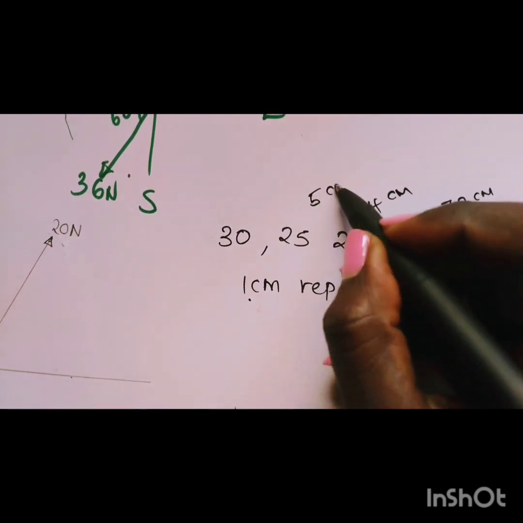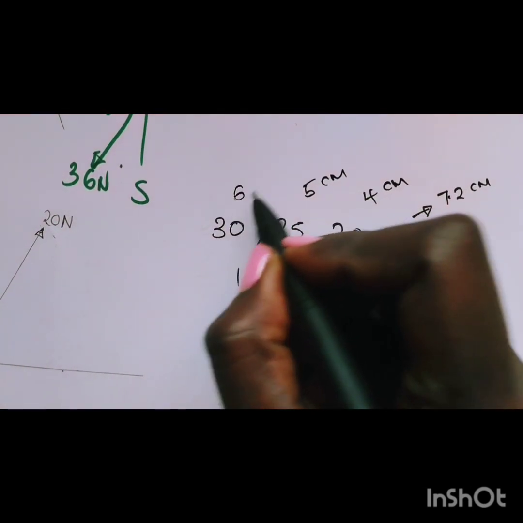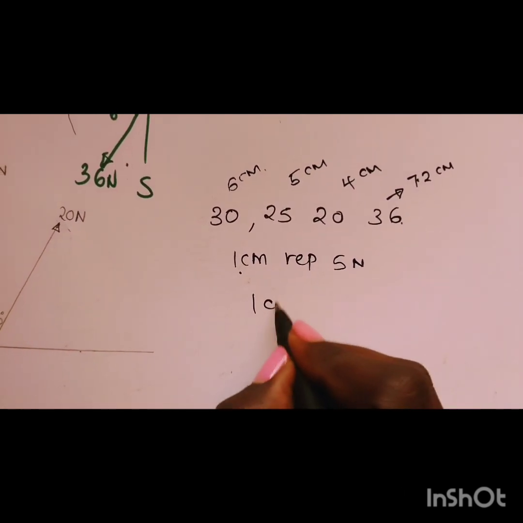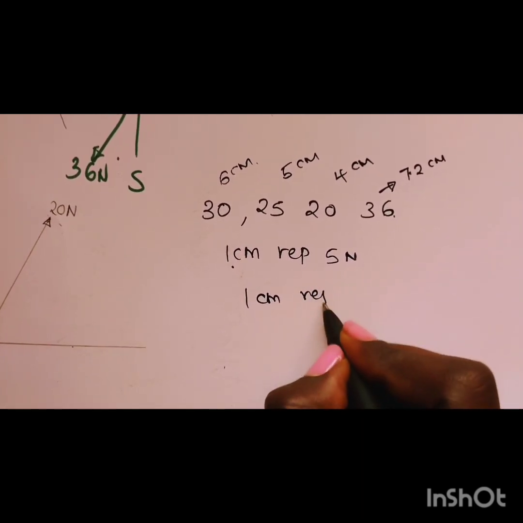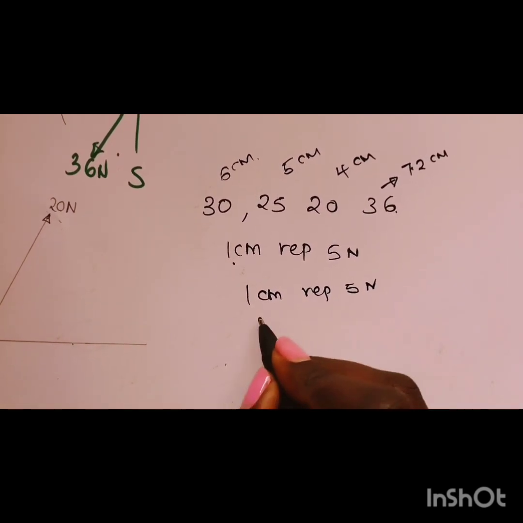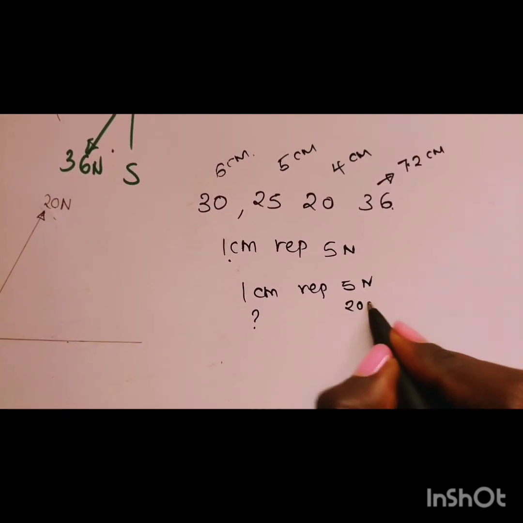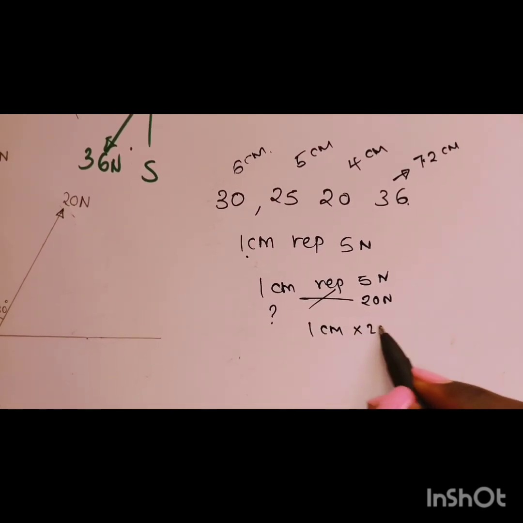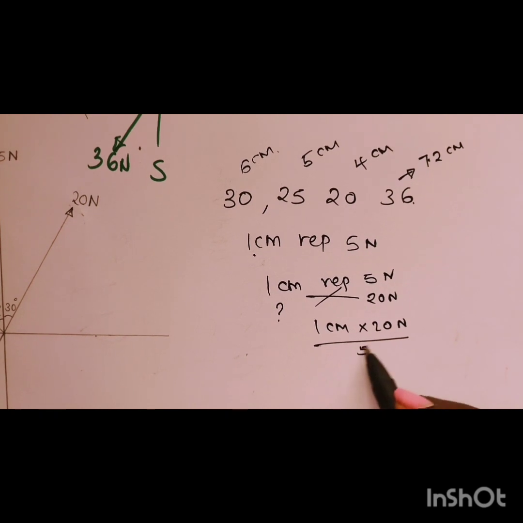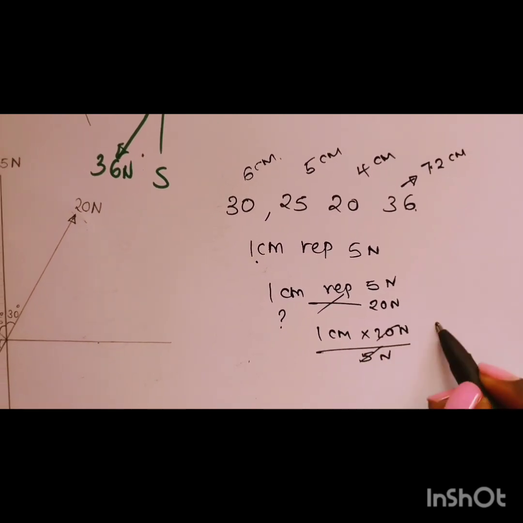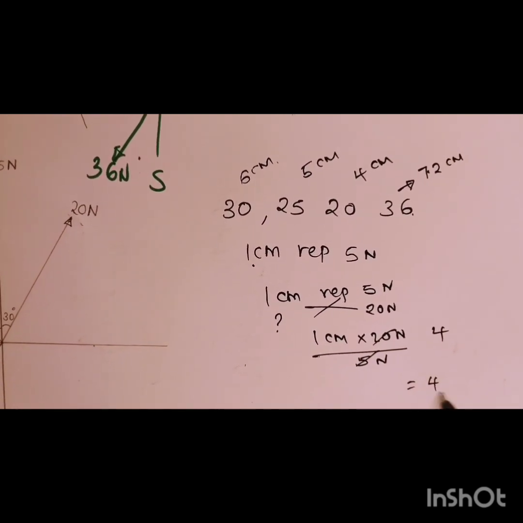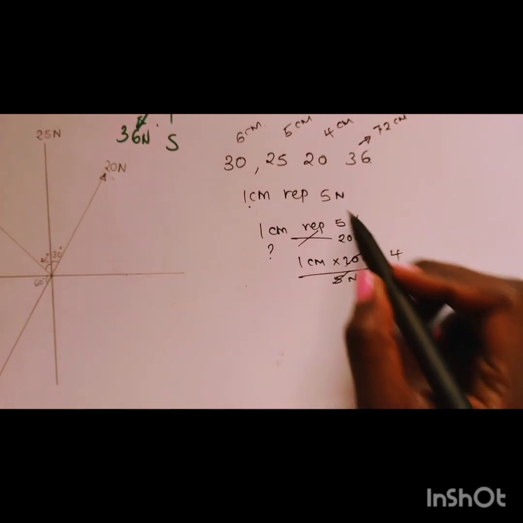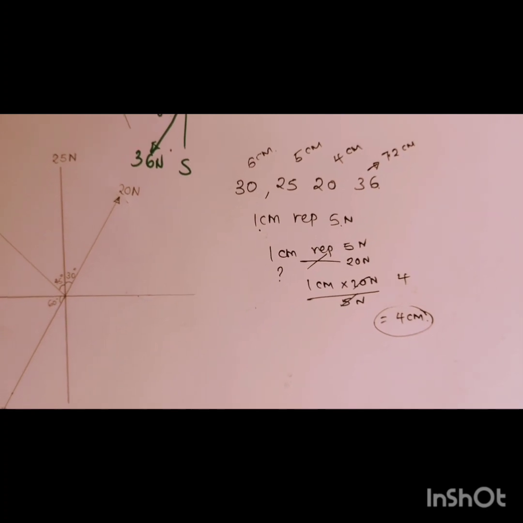This would be 5 centimeters, and this would be 6 centimeters. So if you have a problem in that, please, you can have a look. If 1 centimeter represents 5 newtons, then how about, let's say, 20 newtons for my case? Just for the sake of those of us who have a challenge, this is 5 newtons. So this would be 4. So you'll have a scale of 4 centimeters. So the moment you measure a 4 centimeter length, you'll be indicating 20 newtons. Good.